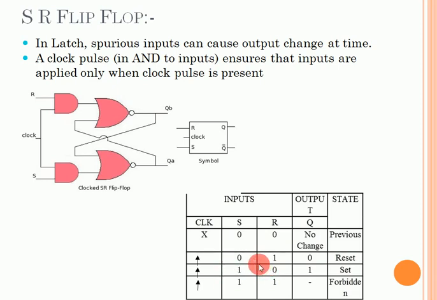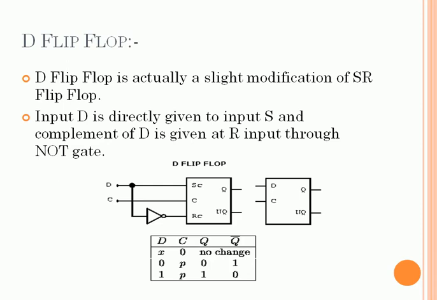So we can see here that S and R in both options are complementary to each other. If we provide S equal to 0 and R equal to 1, or in the second case S equal to 1, R equal to 0, both inputs are complementary to each other, and we are going to use this property in the next flip-flop, the D flip-flop, where we provide a single input D. We will be connecting this D to the S directly, and we will be connecting this D input to the R through a NOT gate.